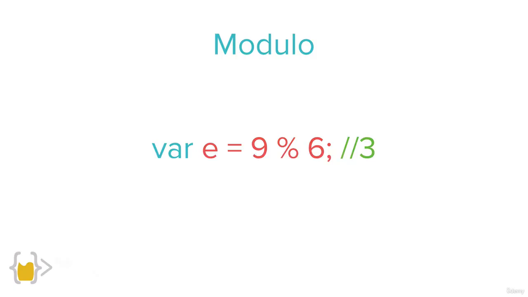So if you remember, the modulo works like this. With 9 divided by 6, 6 only goes into 9 once. So we get a remainder of 3. So in this case, the variable e is equal to 3 because the modulo gives you the remainder of the division.